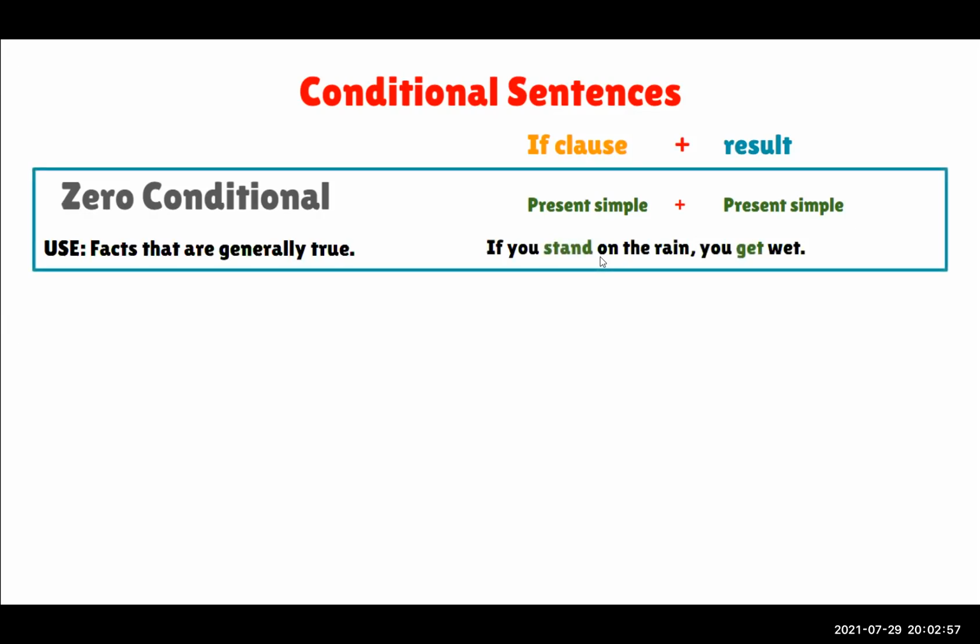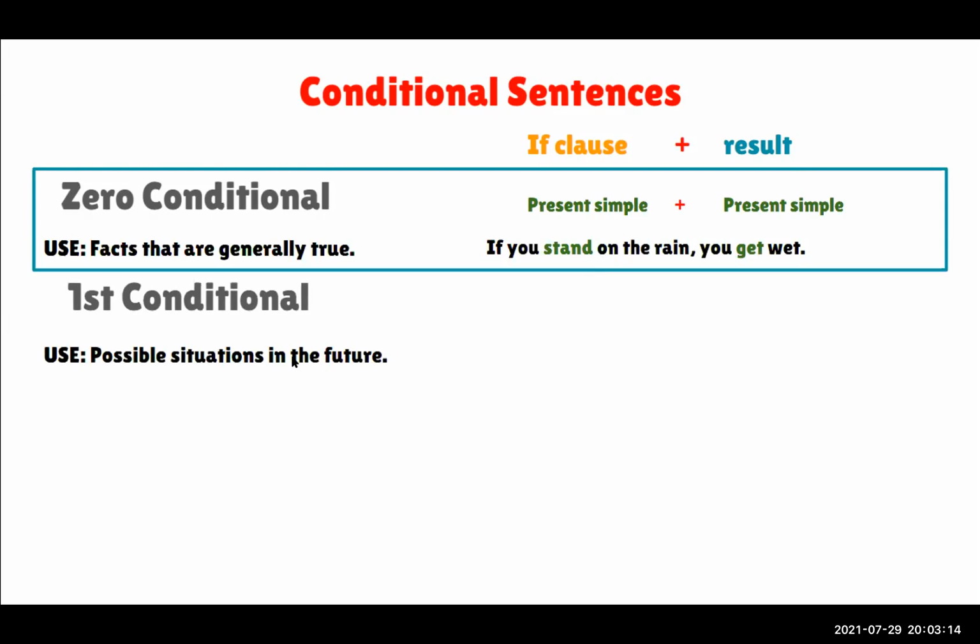Then we have the next kind of conditional sentence, the first conditional. When do we use it? Possible situations in the future. Yes, to talk about possible situations in the future. And how do we form the first conditional? Present simple and future simple, right? Present simple and future simple. We can say, if you study, you will pass the exam.